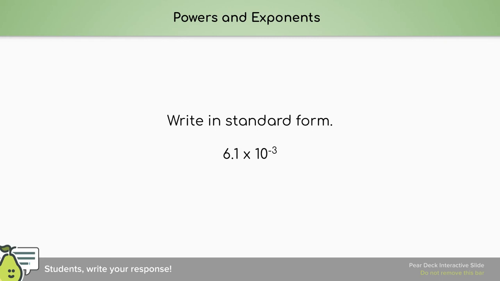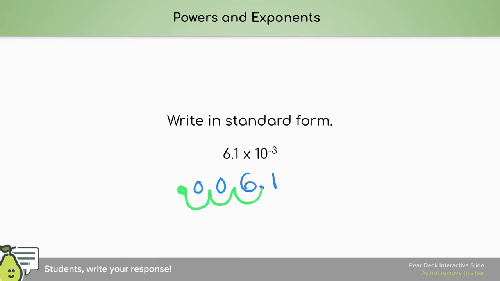Okay, next we're going to write this number in standard form, 6.1 times 10 to the negative third. Now, since our exponent is negative, that means we're going to have a very small number. So, since it's negative, we're going to move it to the left. And we're going to move it to the left because this is going to create a number that's going to be very small. So let's move to the left 3 jumps. 1, 2, 3, and let's put a decimal in.